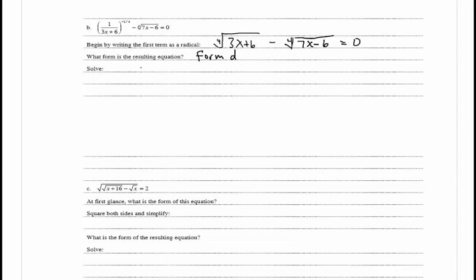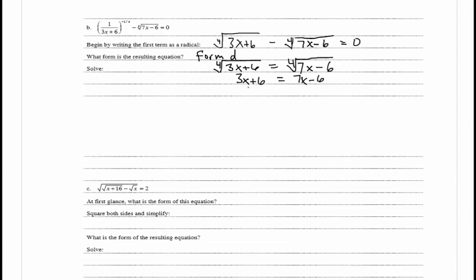So now we want to solve. And when we have two radicals, we're going to put one on each side of the equal sign. So the first thing that I'm going to do is rewrite our equation with one radical on each side. So I have the fourth root of 3x plus 6 is equal to the fourth root of 7x minus 6. And now I'm going to raise both sides to the fourth power. And when I do, I get 3x plus 6 is equal to 7x minus 6.